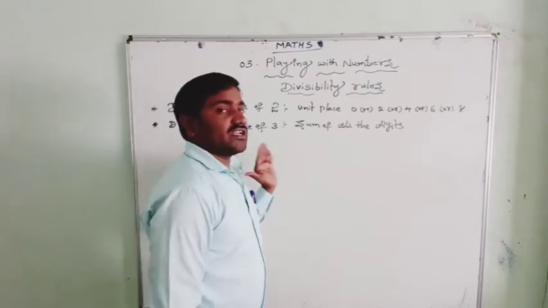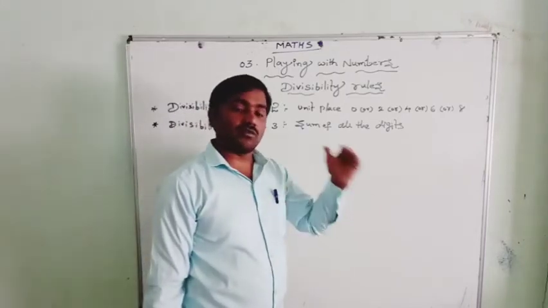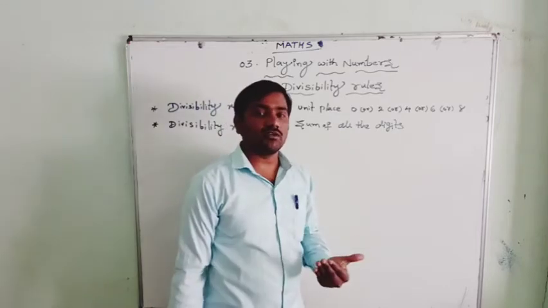The divisibility rule of 3 is that if the sum of all the digits is divisible by 3, then the complete number is divisible by 3.